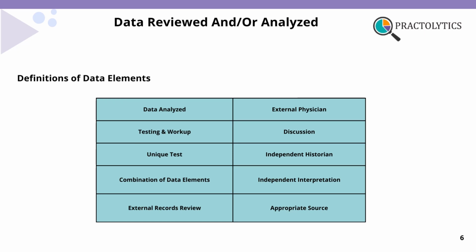When it comes to history or information obtained from an independent historian, it would only count when that individual is the patient's parent or guardian or spouse or the primary caregiver. But remember, translation services will not qualify as an independent historian. So anything that you discuss with the patient's caregiver or family members needs to be captured appropriately.